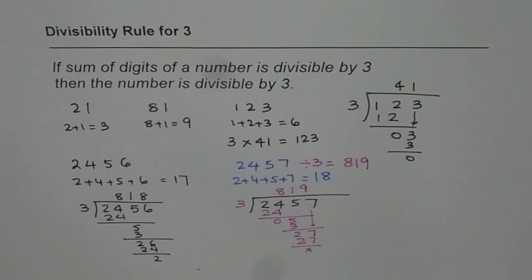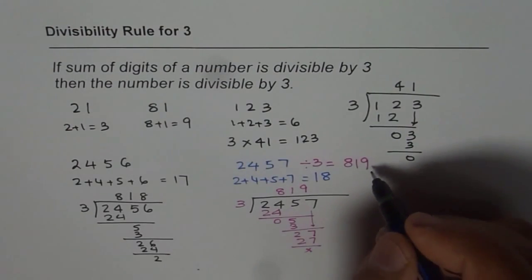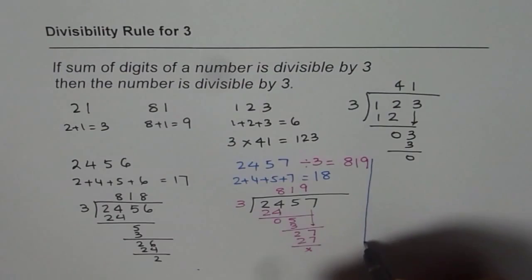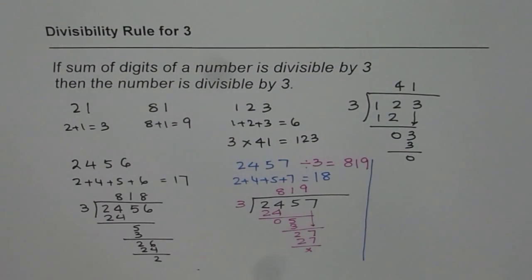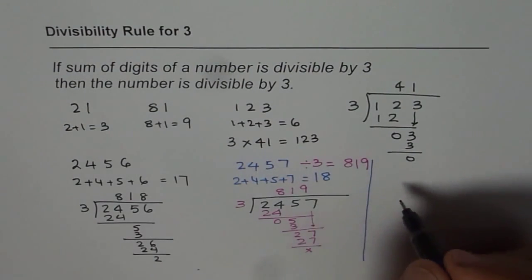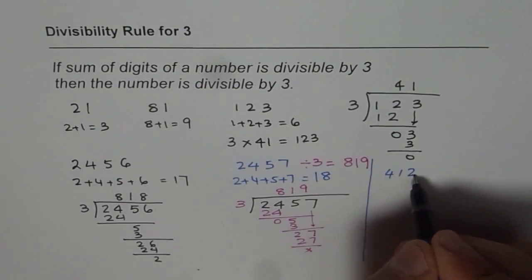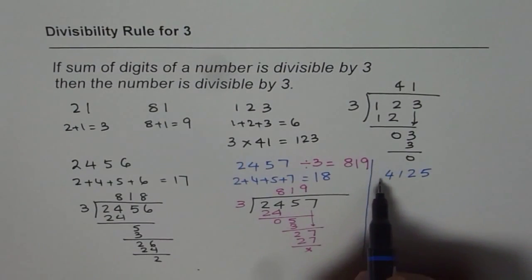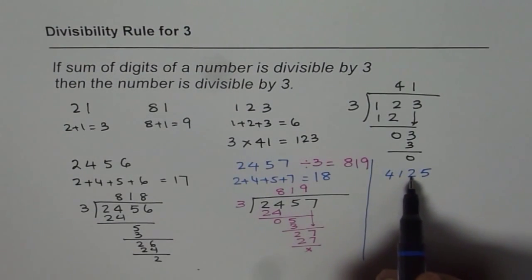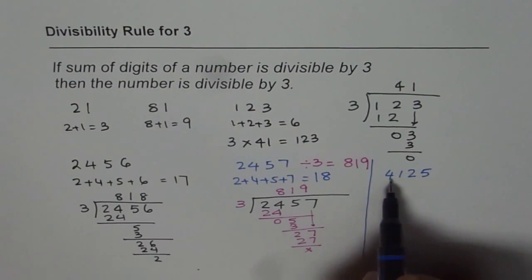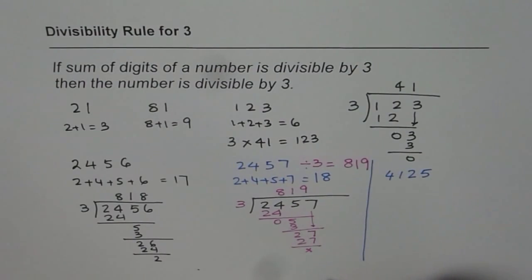So, the rule works, and the rule is that if you add all the digits and what you get is divisible by 3, then the whole number is divisible by 3, correct? So let's have some examples to test, and these are for you to test. Let's say the number is 4125. 4 plus 1 is 5, 5 plus 2 is 7, 7 plus 5 is 12. You should be in a position to divide this by 3.